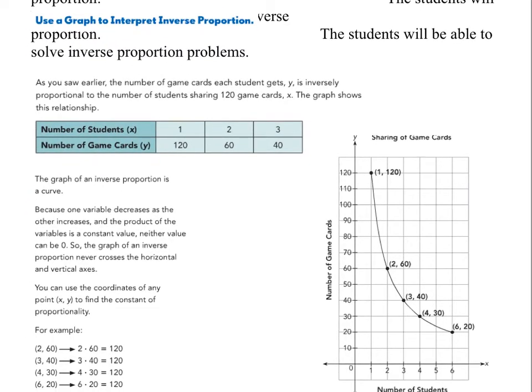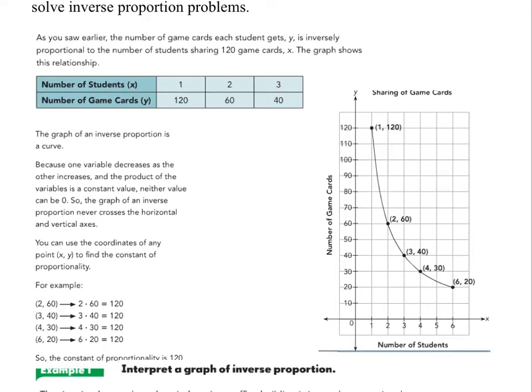So the number of students, X, 1, 2, and 3, and the number of game cards, Y, 120, 60, and 40. These are the same situation we used yesterday. So the graph of an inverse proportion is a curve. Okay, so that's important to know. Star it, whatever you need to do.